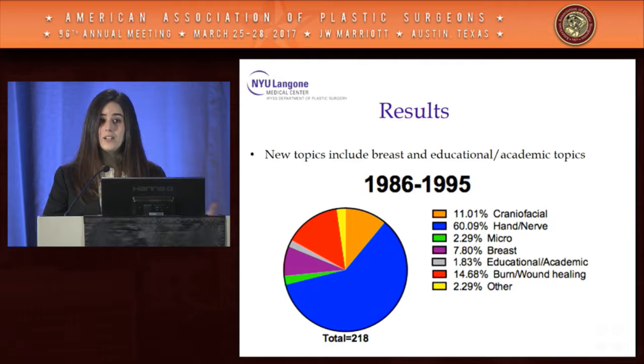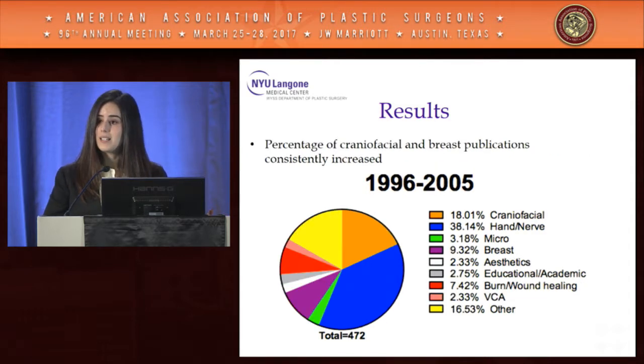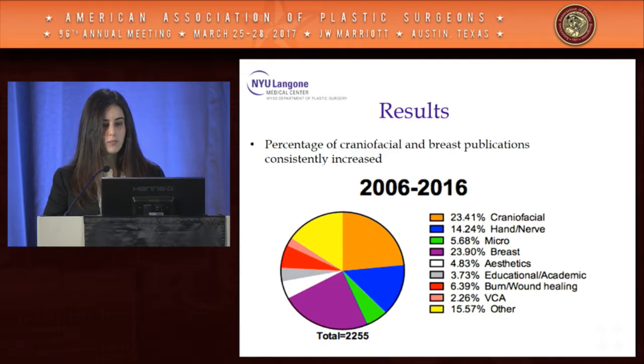In the late 1980s and early 1990s, the plastic surgery topics that women were publishing on started to increase and included breast surgery and educational or academic topics. Between 1996 and 2005, a more heterogeneous distribution of plastic surgery topics was observed, as women were publishing in nearly all areas of plastic surgery. Interestingly, microsurgery remained a low percentage of scholarly output. However, research in breast and craniofacial publications increased. And the distribution of plastic surgery areas became even more balanced in the last decade.